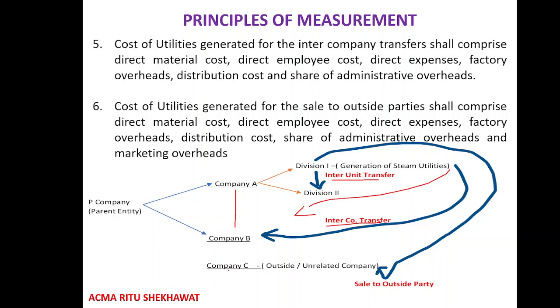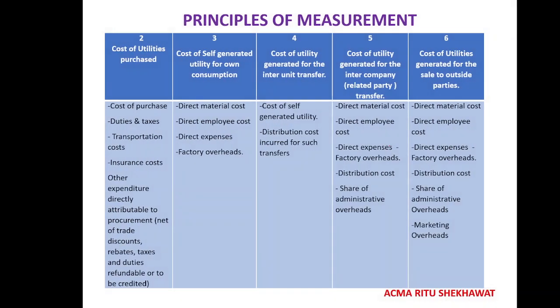Same if there is any company C, an outside or unrelated company, and division 1 is selling to the outside unrelated party, that is outside the parent entity, that is called a sale to outside party. So this is our point number 4, inter-unit transfer. Point number 5 is intercompany transfer, and sale to outside party is our point number 6. So let's discuss that.